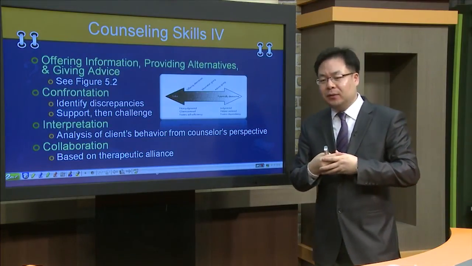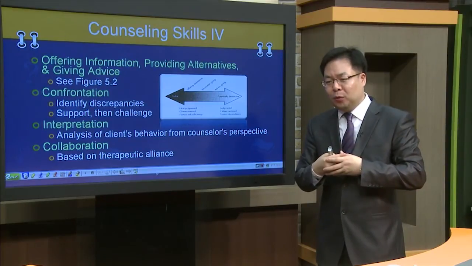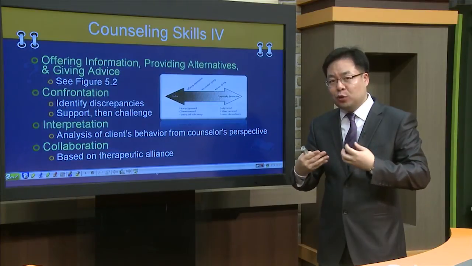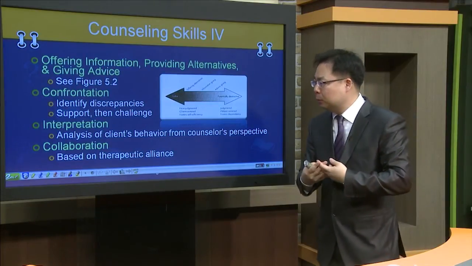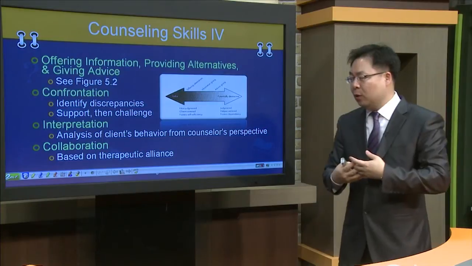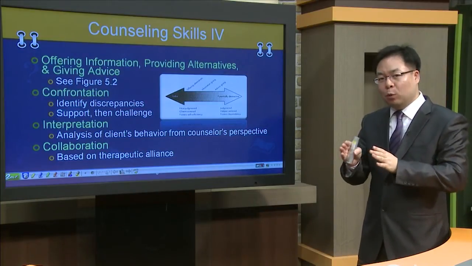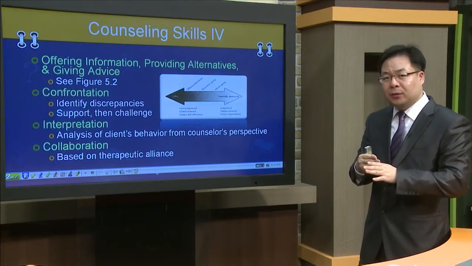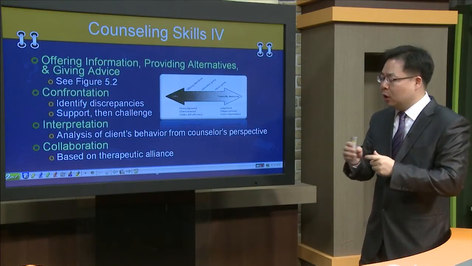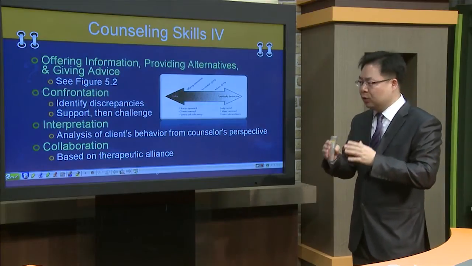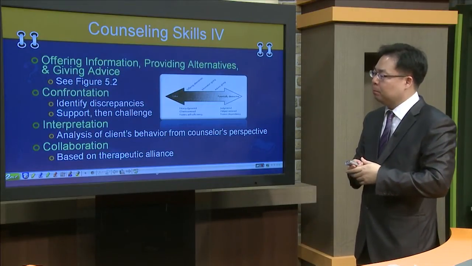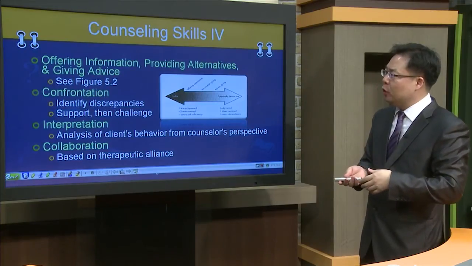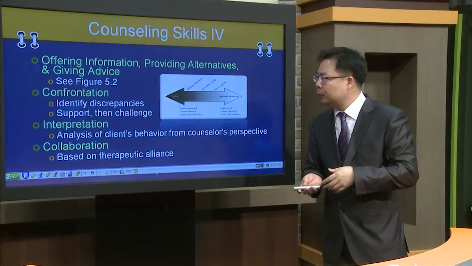Interpretation is when we want to analyze the client's statement from the counselor's perspective in a deeper way. And also we want to maintain the collaborative relationship. Do you remember that therapeutic alliance is one of the key factors in counseling effectiveness? So we still want to use that concept and skill. So we talked about the counseling skills so far.